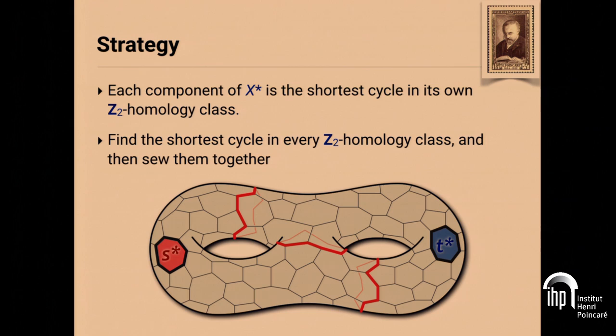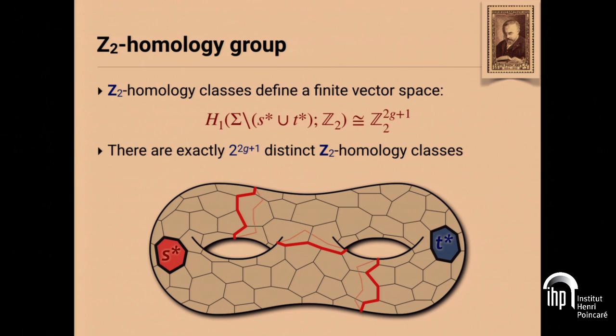And so what we're going to do is we say, well, I don't know what homology classes will contribute cycles to the minimum cut. So I am just going to try them all. So my strategy is I'm just going to enumerate all possible homology classes. And for each homology class, I'm going to find the shortest cycle. And then I'll do some post-processing to figure out the right subset of these things to sew together. Now, the homology classes, as all of you hopefully know, define a nice vector space over Z mod 2.